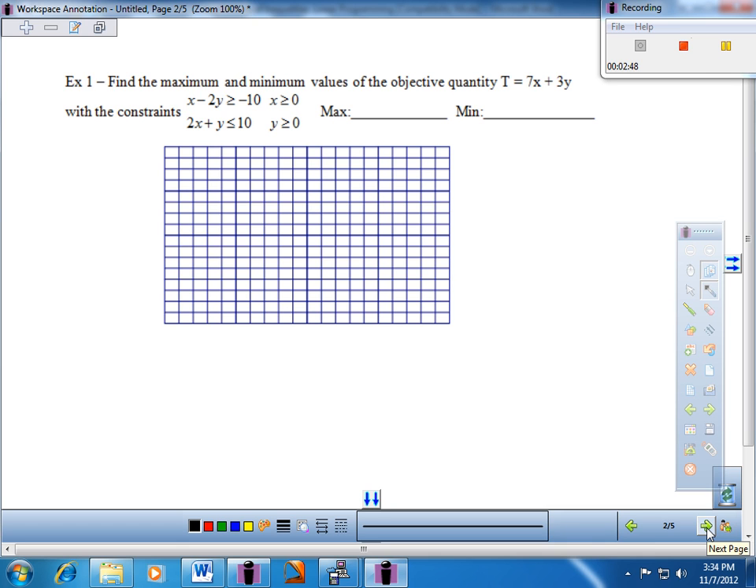And so I'll read example one, and let's go for it. Find the maximum and minimum values of the objective quantity. I'm just going to call this t. It doesn't matter what that is. But in terms of x and y, it's 7x plus 3y, with these constraints right here, and notice we have 4 inequalities that we're going to utilize.